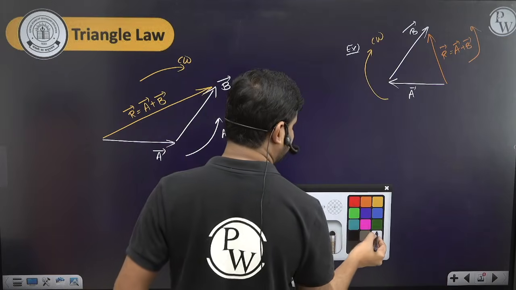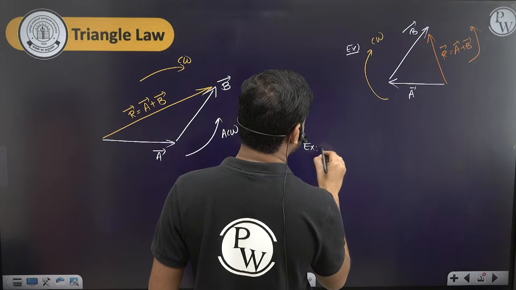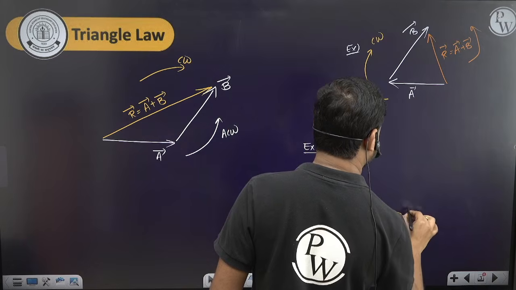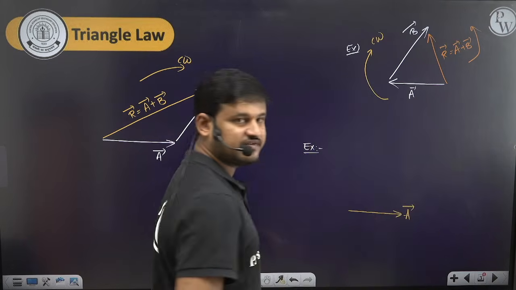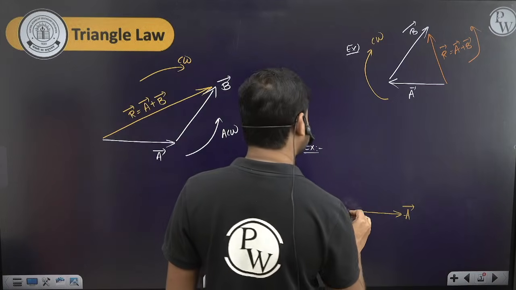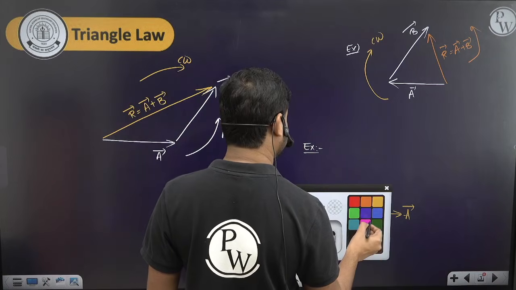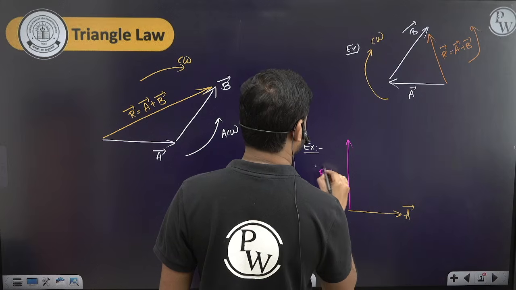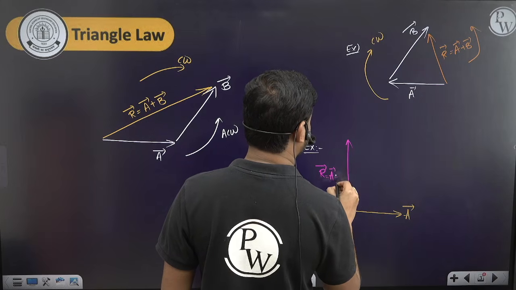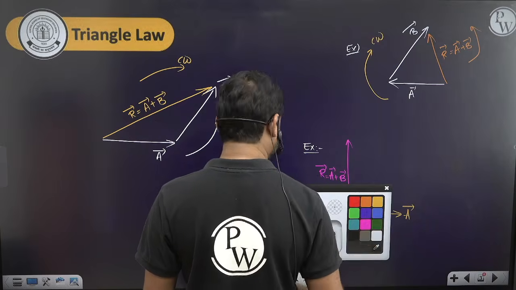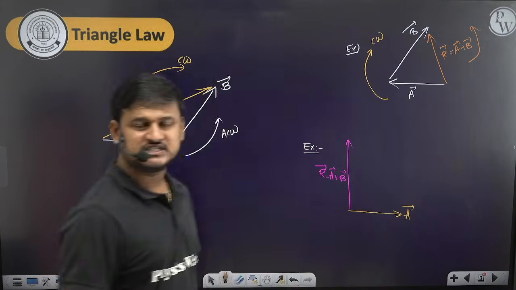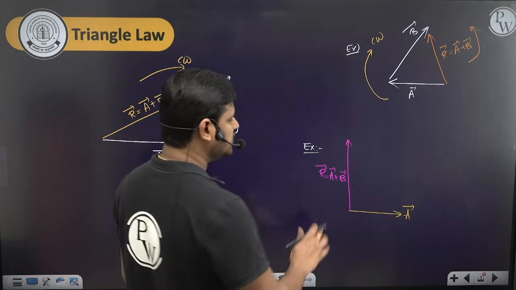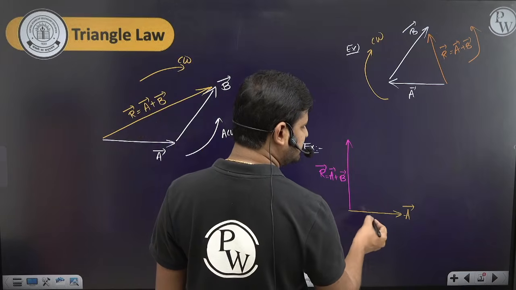Or else let me take one more example. Suppose the vector A is like this, and I am giving the resultant, which is the sum of vector A plus vector B. Then find the direction of vector B by the geometrical method. Find the direction of vector B, guys. See here, this is the resultant and this is the vector A.